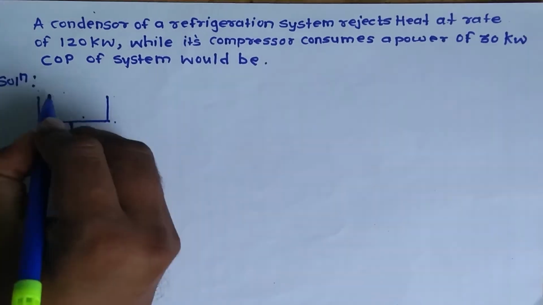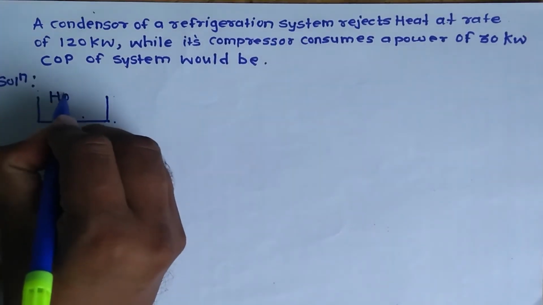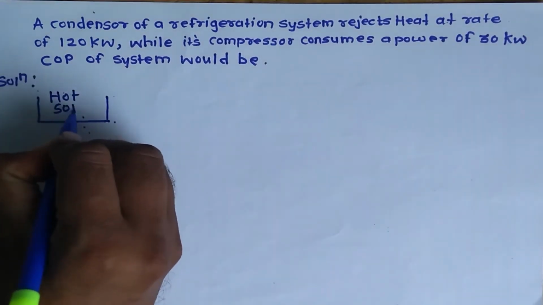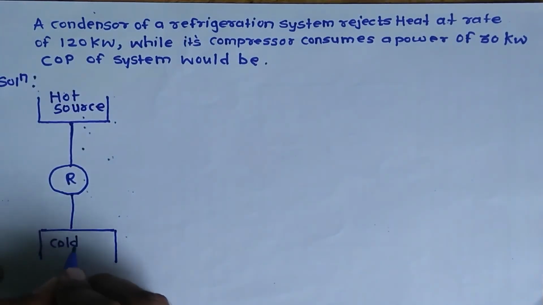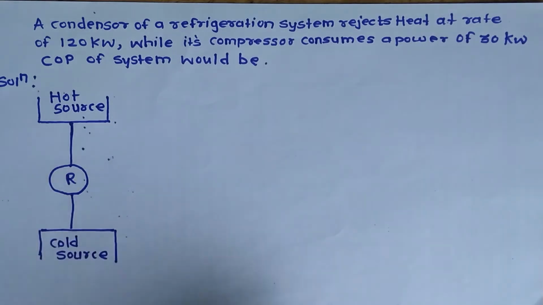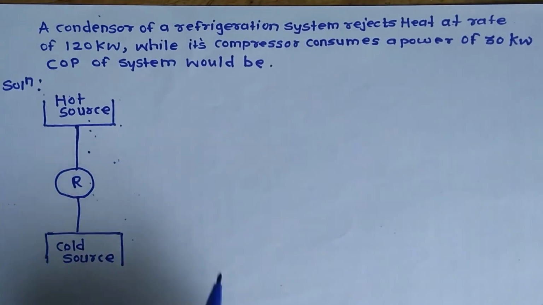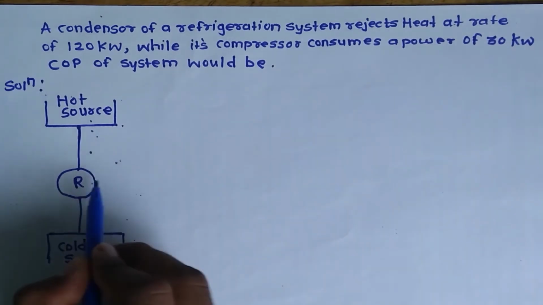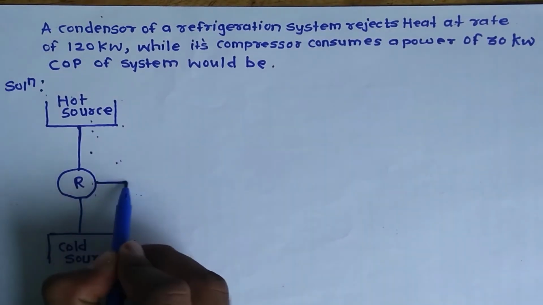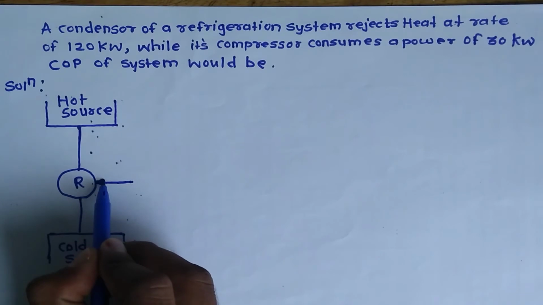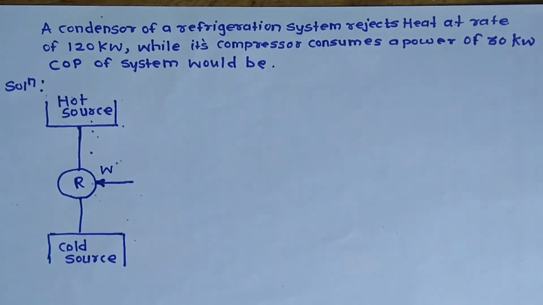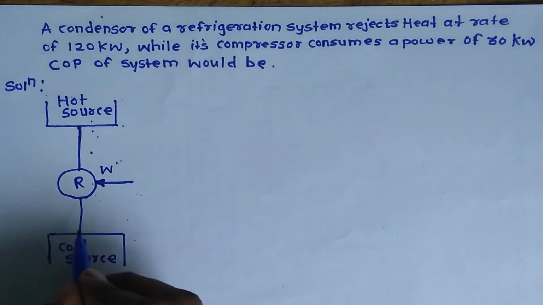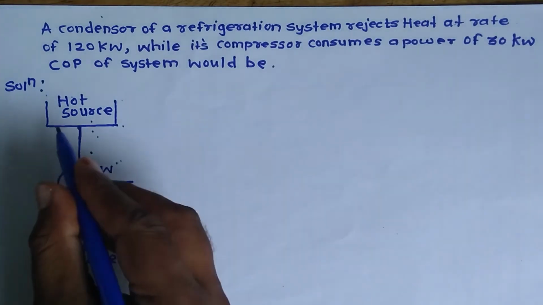So now that will be the hot source and this will be the cold source. Now here what will happen? Here we are supplying work on that refrigerator. For running that refrigerator we have to supply the electric energy of W, and here the heat will be transferred from cold source to hot source.